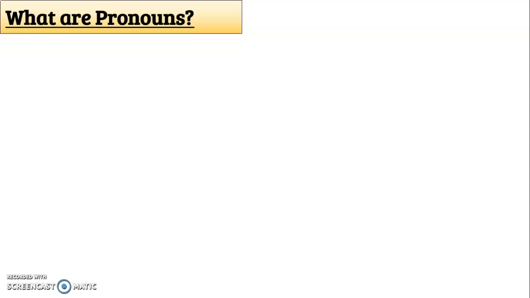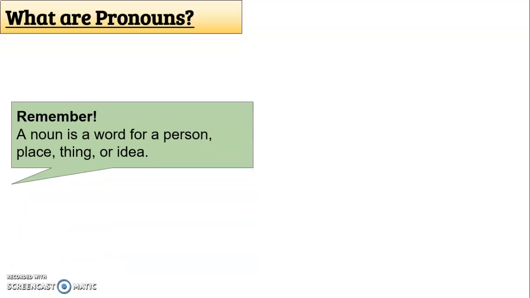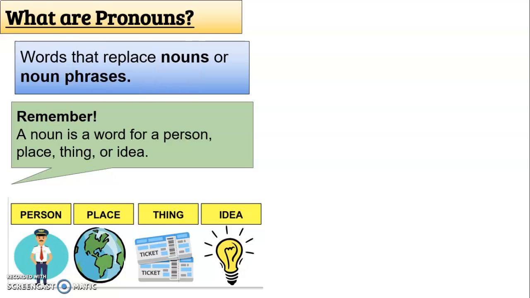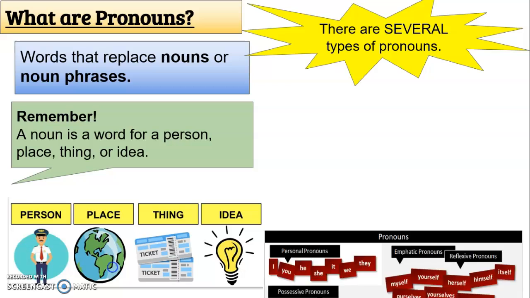Before we get started, we need to remember, what is a noun? Remember, a noun is a word for a person, place, thing, or idea. On the other hand, pronouns are words that replace nouns or noun phrases. There are several types of pronouns.